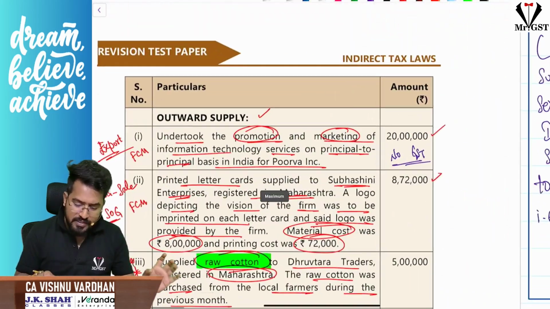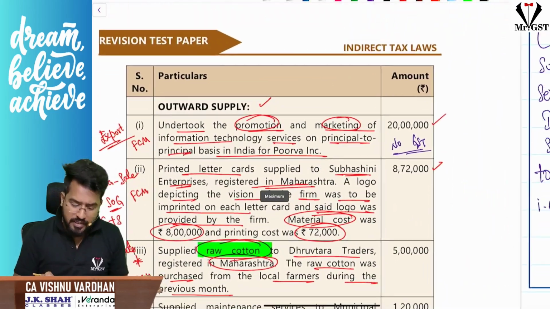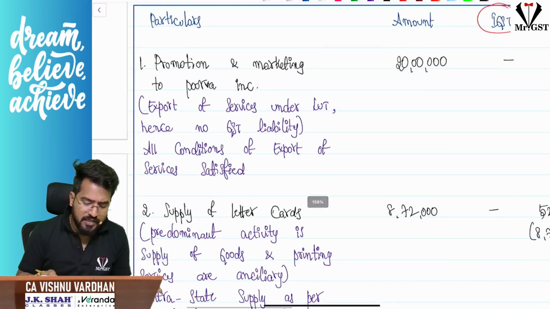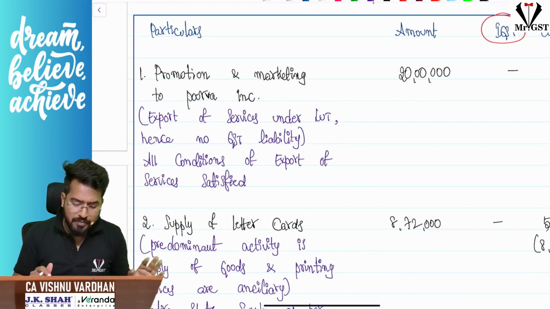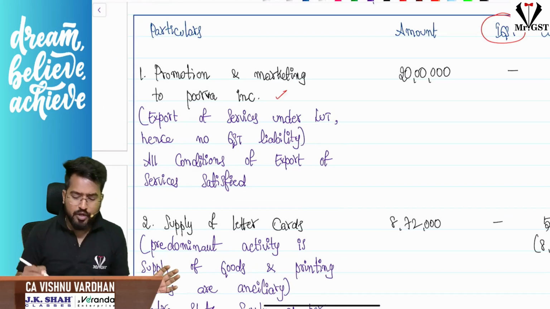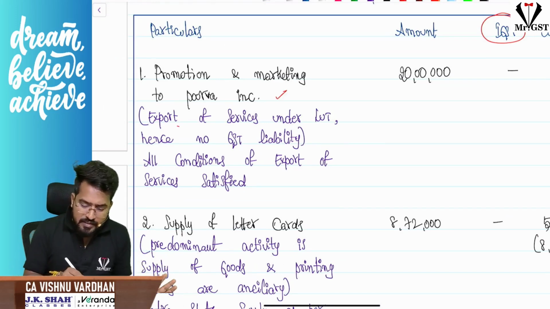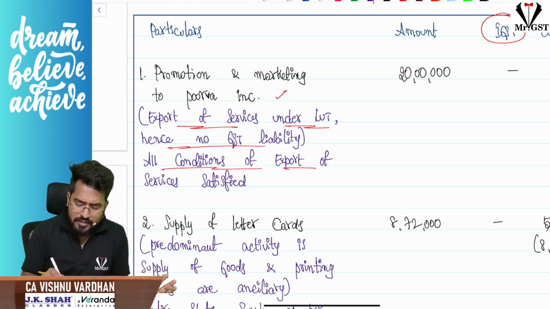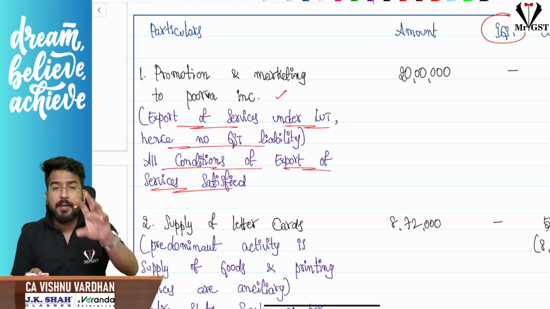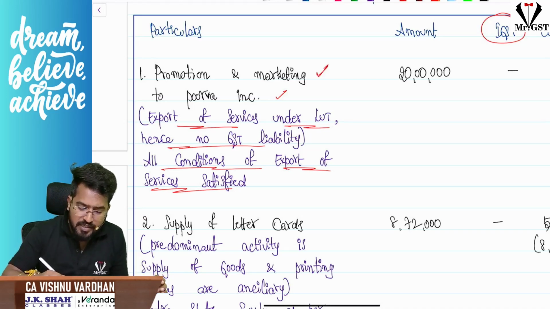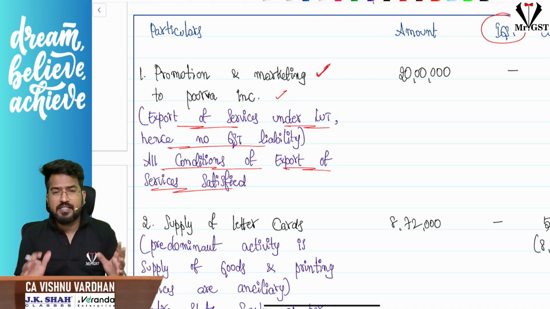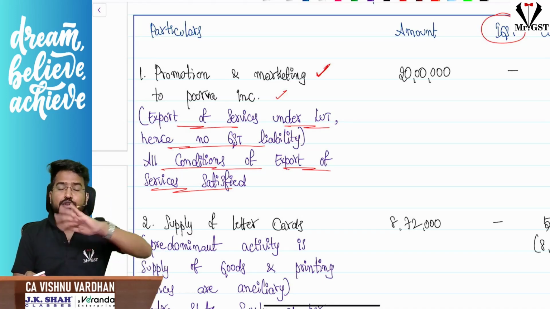First point is regarding promotion, marketing, export, correct? So first, what I will do, first in particulars I will write promotion and marketing to Purva Incorporation of USA. Sir, this is export of service under LUT, hence no GST liability. All conditions of export of services are satisfied. Please understand the explanation, sir. This is particular export, and regarding that, what is the tax treatment, whether it is exempt, taxable, whatever it is, whatever you have your explanation, don't take it to working notes.